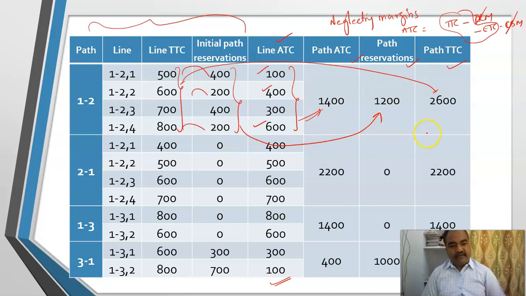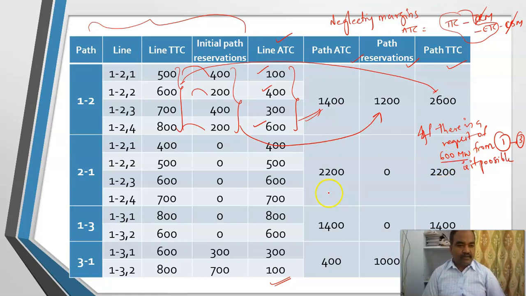Now let us suppose there is a request of 600 megawatts from customer 1 to customer 3. Is it possible? Which means that on the path of 3, I should see whether ATC 600 megawatts is available or not.